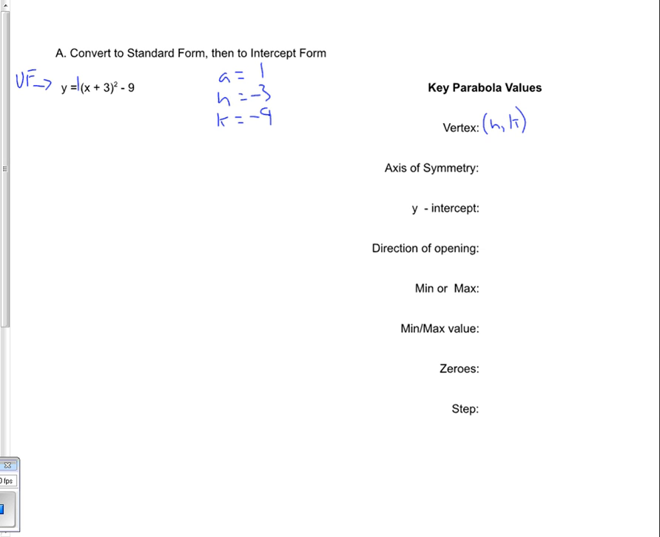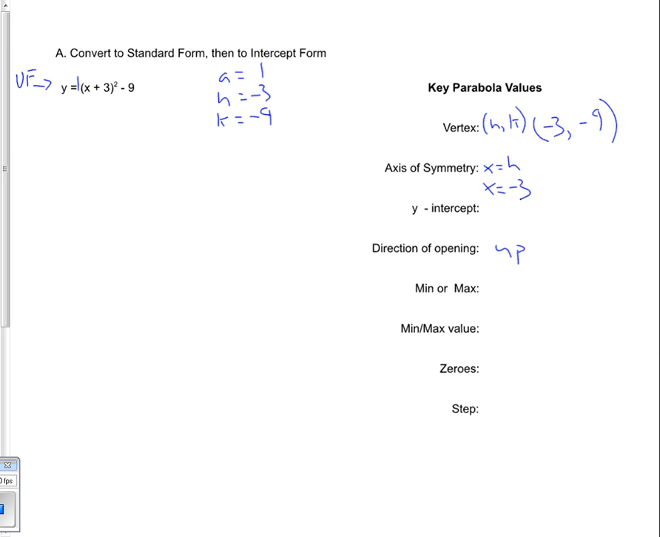So my vertex in this particular equation is going to be negative 3, negative 9. My axis of symmetry happens when x is equal to h. So the equation of the axis of symmetry is x is equal to negative 3. My direction of opening, I know my A value is positive 1, so my direction of opening is going to be up.